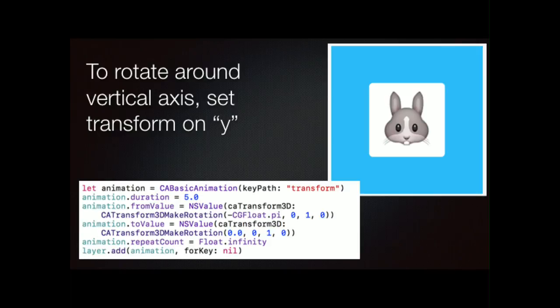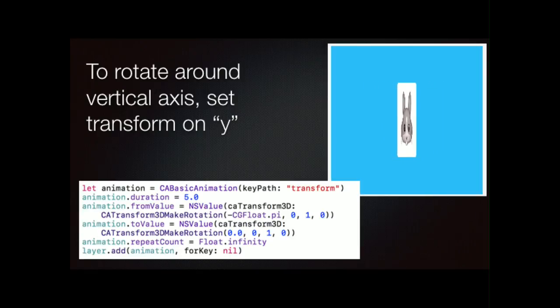And this time, we're going to rotate this card around the y-axis. Okay? So animation is going to be on the CA basic animation on the key path transform. 5 seconds. Okay. A from value of a CA transform 3D, make 3D rotation from -pi to 0. That's your from and your to values. Please notice that you have to pass those in as values of CA transform 3Ds. And you just repeat that forever. And then, well, it sort of spins. Yeah, that's not very 3D.